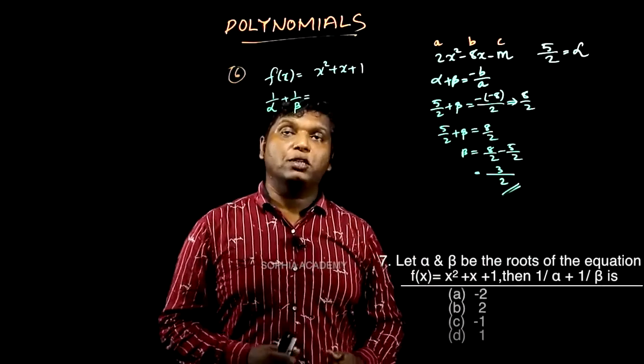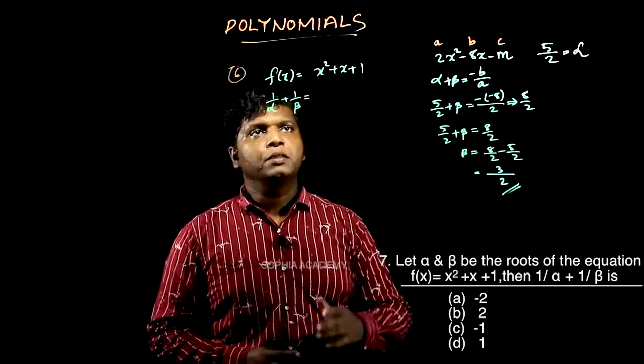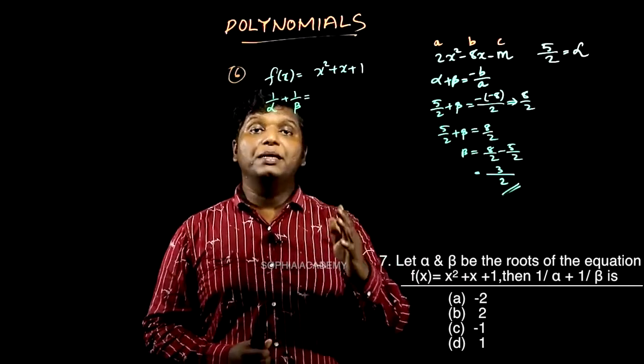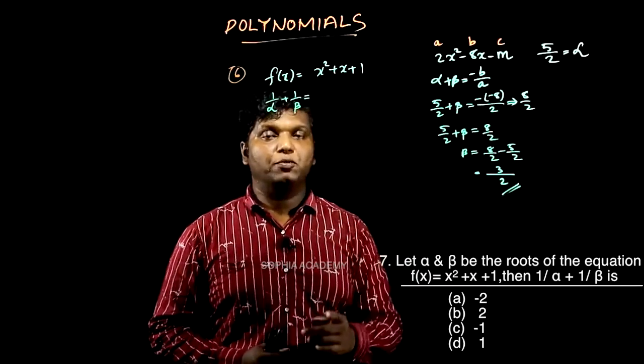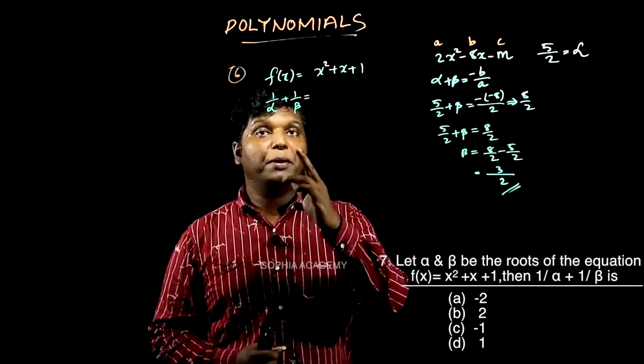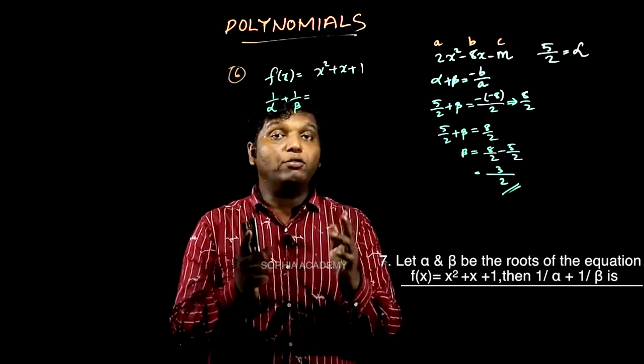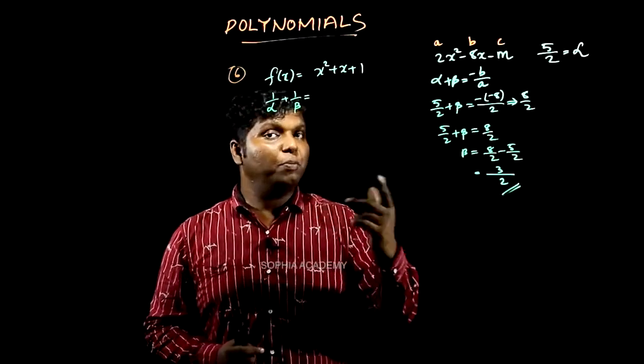So here goes the next question before you. A polynomial is given. If alpha and beta are the roots of the polynomial f of x is equal to x square plus x plus 1, find 1 by alpha plus 1 by beta. So you have to find the value of 1 by alpha plus 1 by beta.